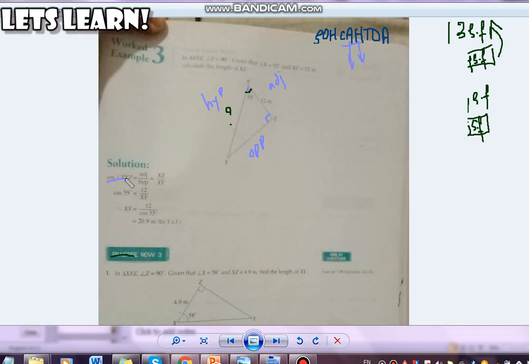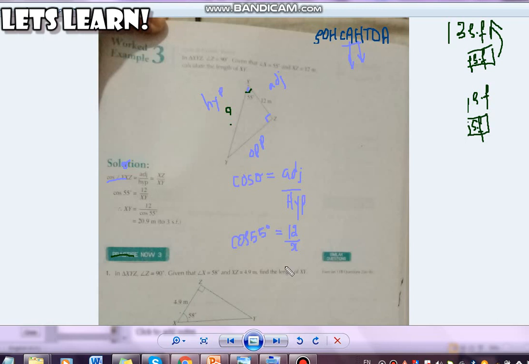You can also write this step so that, instead of writing cos angle YXZ, you can write angle theta. It's okay, you can do it the way you want to. Then cosine is equal to adjacent upon hypotenuse. Here the adjacent is XZ, and the hypotenuse is XY. Instead of writing this step, you can go directly over here. Instead of writing XY in place of the unknown, you can use any variable like x, y or z.